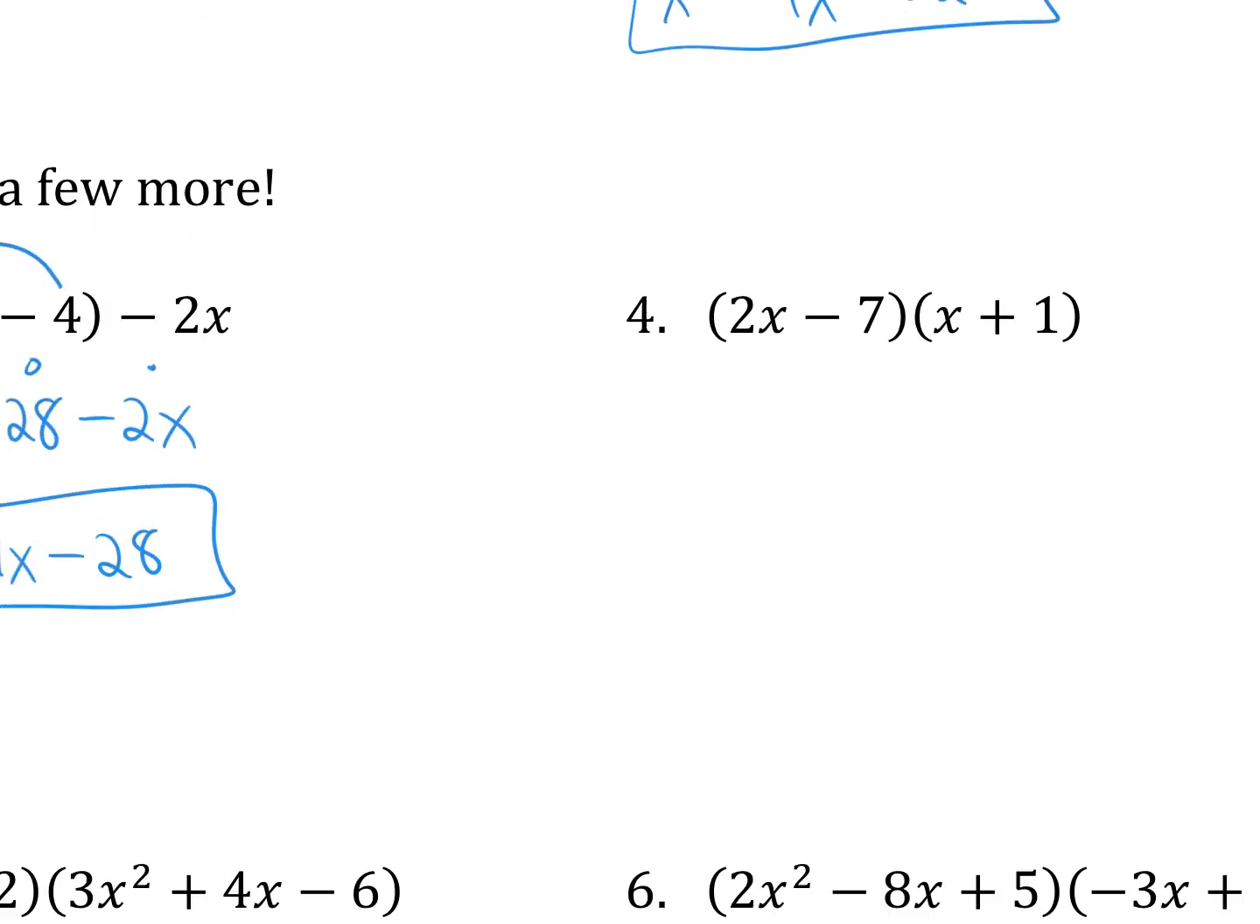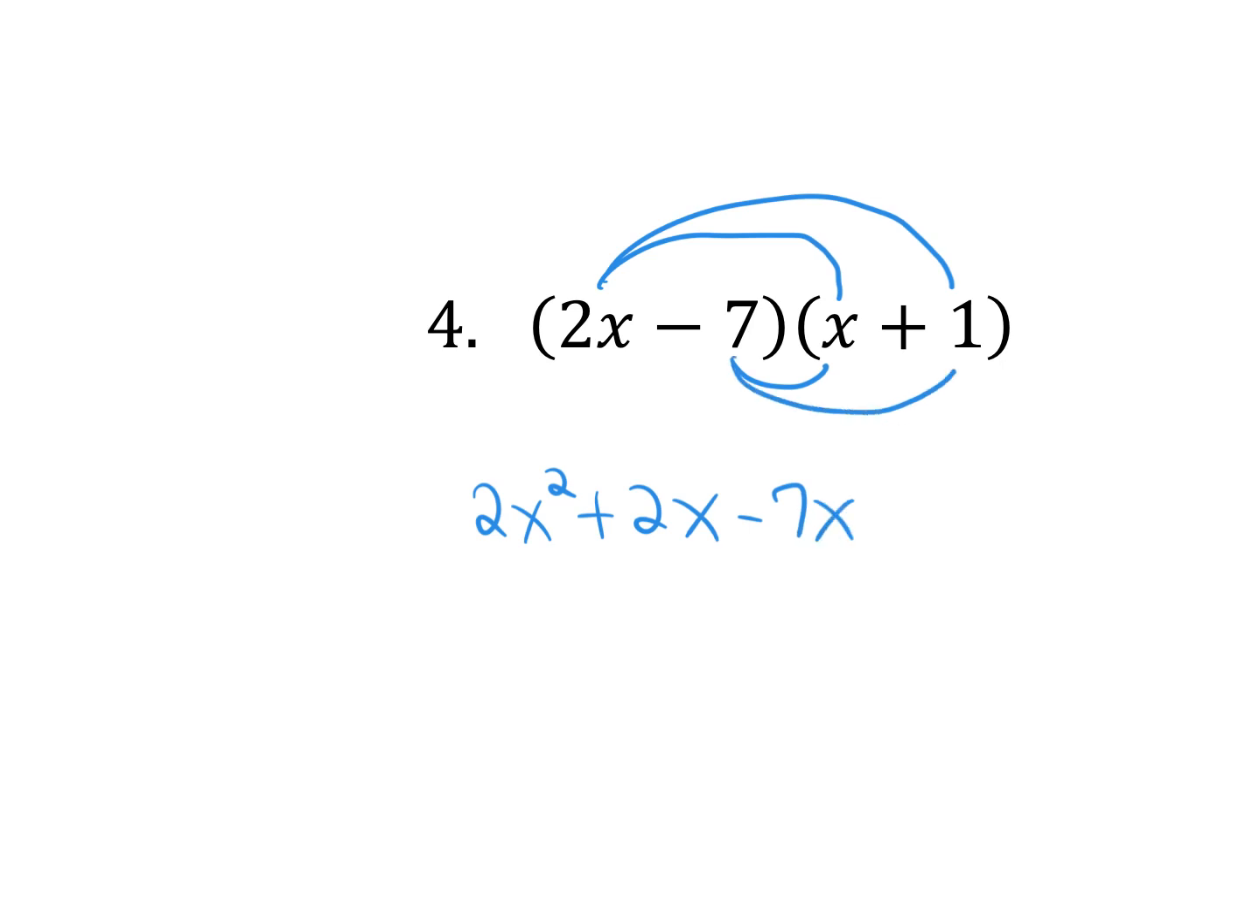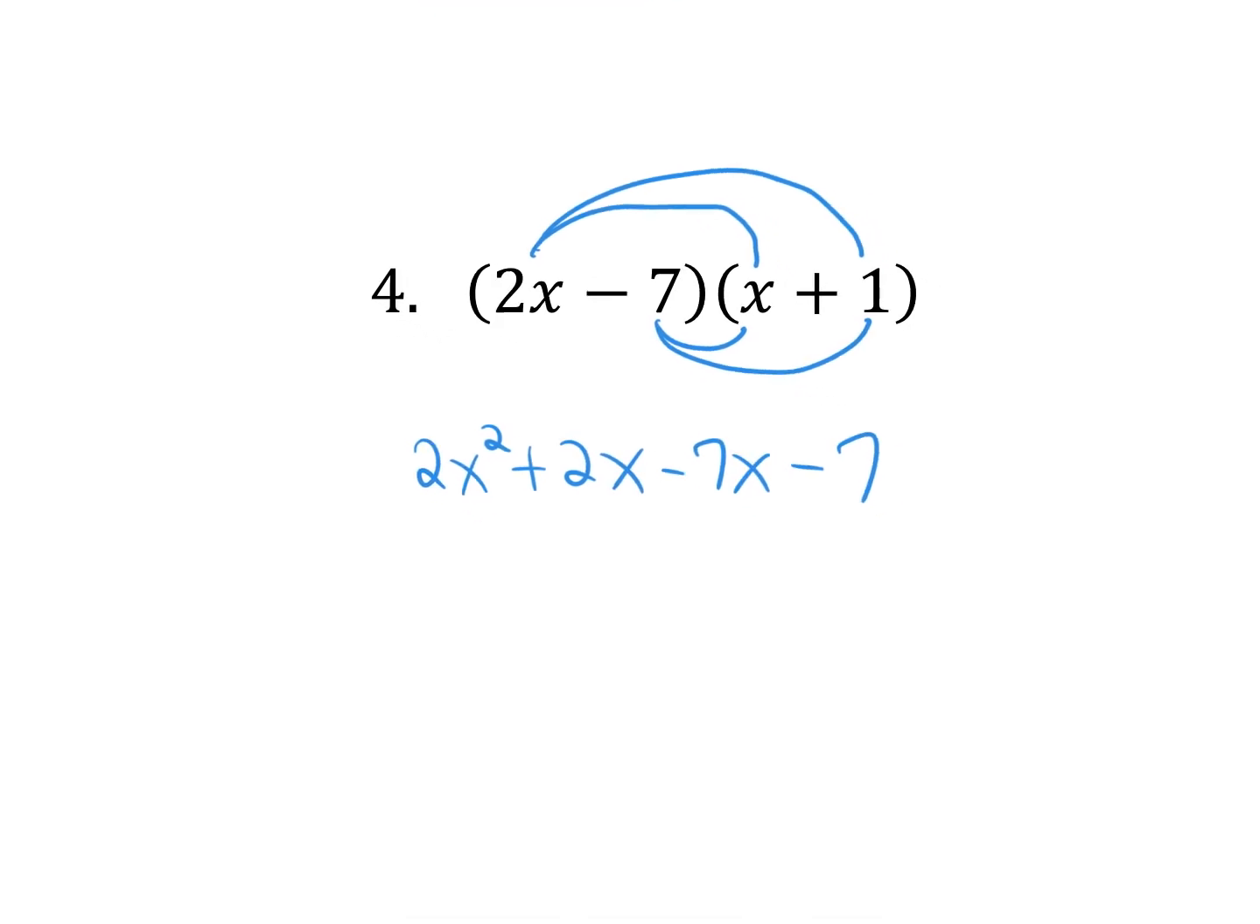Very cool. How about number 4? I like to multiply 2x times everything in the other parentheses first. We've got 2x times x, it's going to be 2x squared. 2x times 1 is going to be positive 2x. Then we go underneath. We got negative 7 times x is negative 7x. Negative 7 times 1 is negative 7.